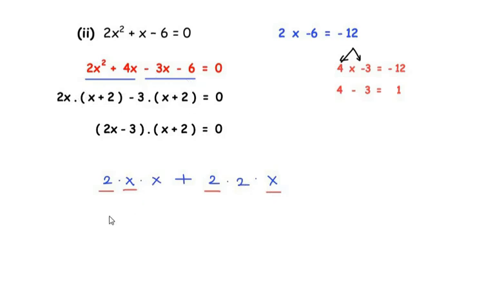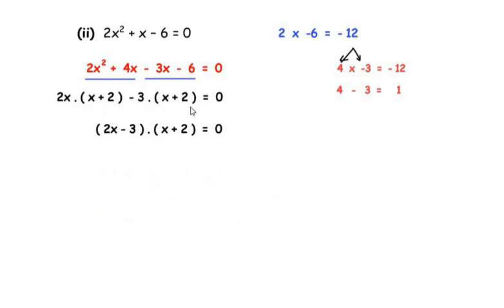Now the second group can be written as negative 3 times x, and negative 6 can be written as negative 3 times 2. Now here negative 3 is a common factor, as we can see. So we have pulled out negative 3 as a common factor, and inside the bracket remains x. Now when you take the negative 3 outside, we are left with a positive sign. So inside the bracket we get x plus 2 equal to 0.